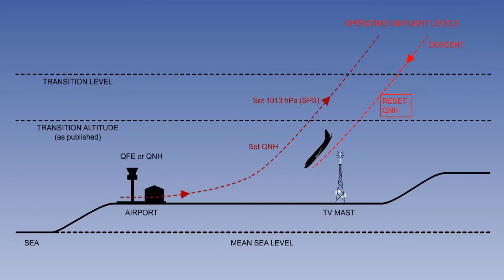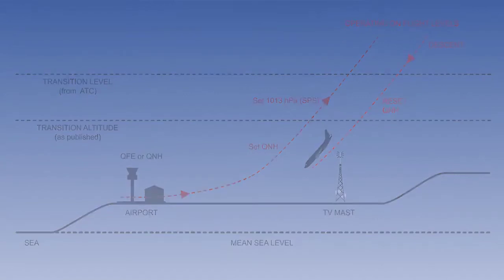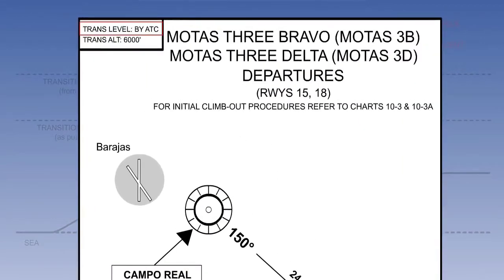Clearly, as it is a flight level, its true altitude will vary from day to day or even hour to hour, depending on the difference between the surface pressure level and 1013. Because of this, it has to be calculated by air traffic control, who will have the latest surface pressure, and the transition level is passed to the pilot shortly before the descent. In fact, they even tell you that it comes from ATC on the published document in this example.